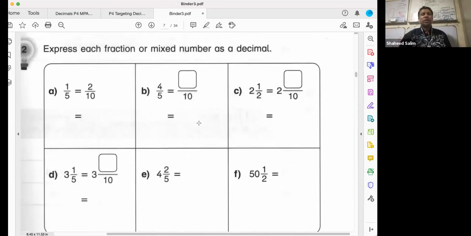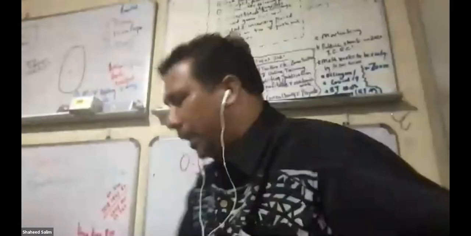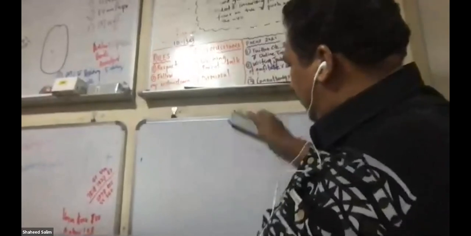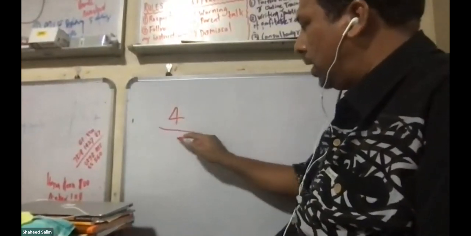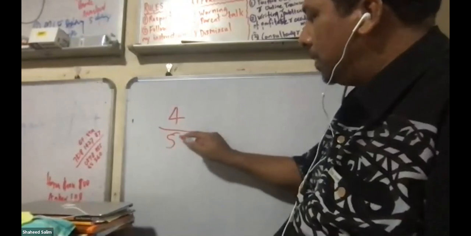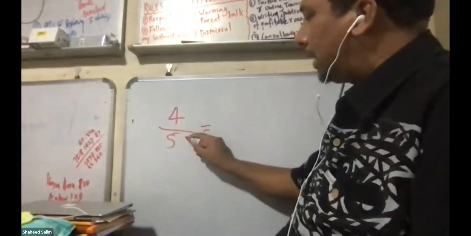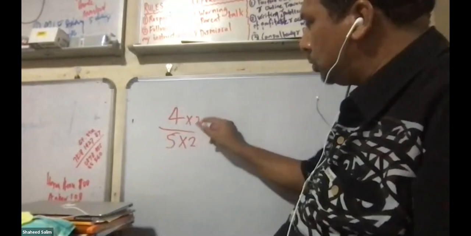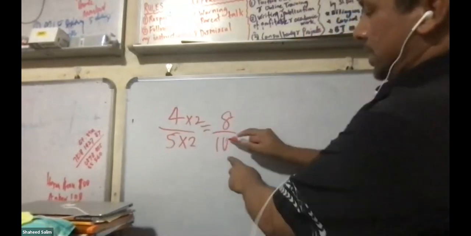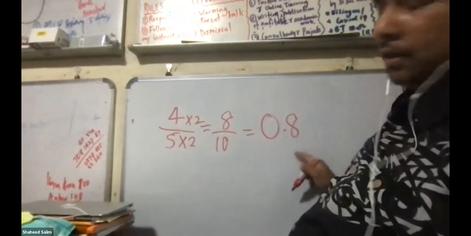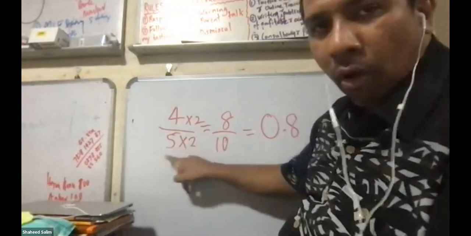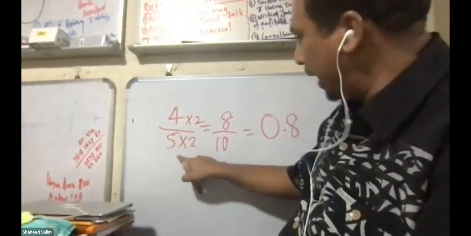Okay, we try now. This one now, they want you to change it to a decimal. So I'm just going to show you again how to change it to a decimal. Let's say you have 4 over 5. You must make this into 10. How to make this? Times 2 lah. I times 2, I get 8 over 10. Now, when it's 10, you can change it. 0.8. Get it? If this one is not 10 or 100 or 1,000, you cannot change to decimal.